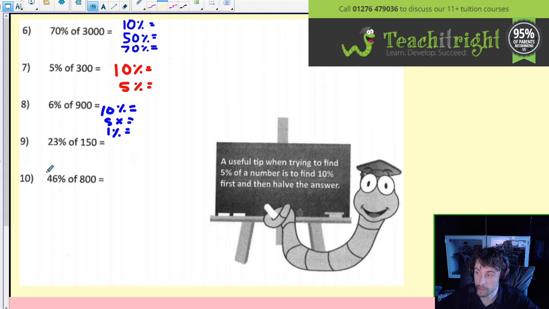For 23%, so for number 9, I'll do that down here. For 23%, I'd work out 10% and 1%. I think that's all you need to start. From there, though, you can work out maybe 20%, 3%, things like that. And then for number 10, 46%, again, I'm going to start by working out 10%, 5%, and 1%.